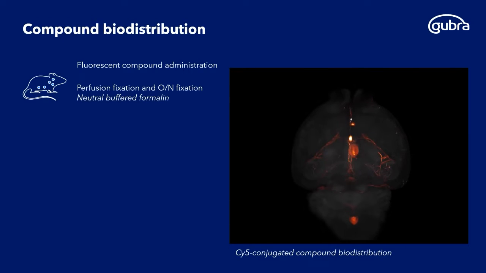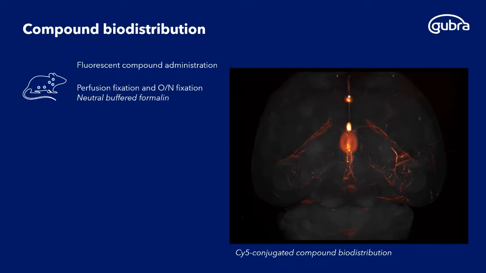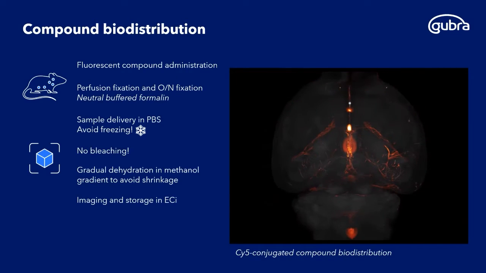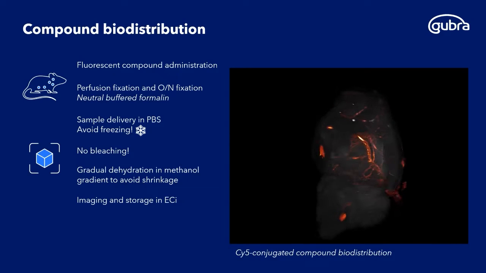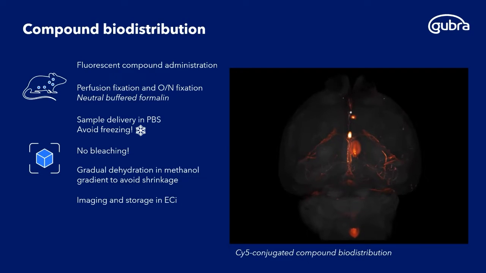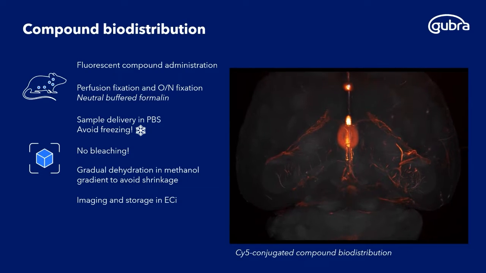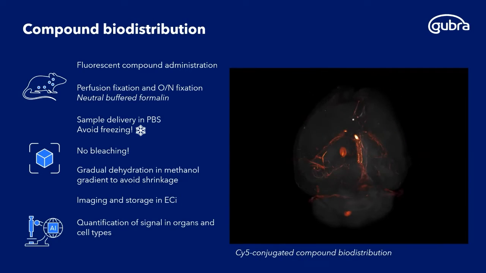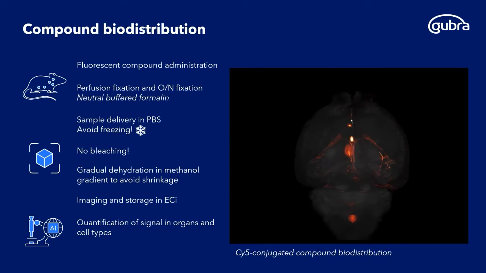And this is in a way easy because the mouse has been dosed with a compound, then it is perfusion fixed with neutral buffered formalin and fixed overnight, and then afterwards the sample is stored in PBS until we are ready for imaging. It is important to avoid freezing, which may damage the tissue, and it is important to avoid any kind of bleaching, which may diminish the compound signal. So the sample is gradually dehydrated in methanol and stored in ECI for imaging, and afterwards we can use various image analysis algorithms to quantify the signal in the sample.